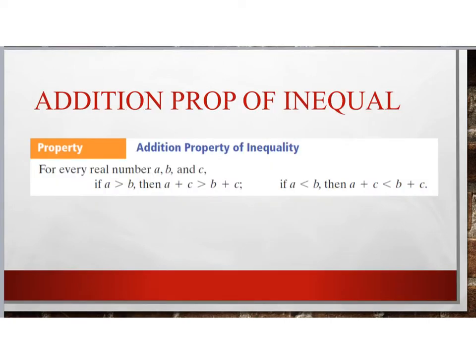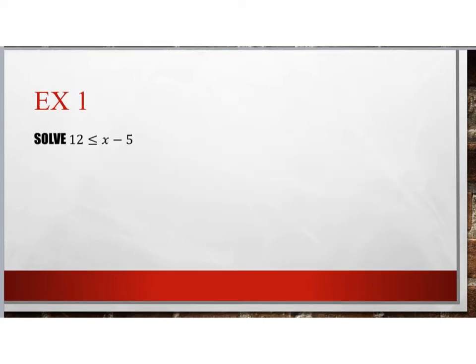So to look at the definition, the addition property of inequality says, for every real number a, b, and c, if a is greater than b, then if I add another number, that other number c, then a plus c is still going to be greater than b plus c. Likewise, if a is less than b, then if I add a number c to both sides, then a plus c will still be less than b plus c. So let's take a look and see how we apply this.